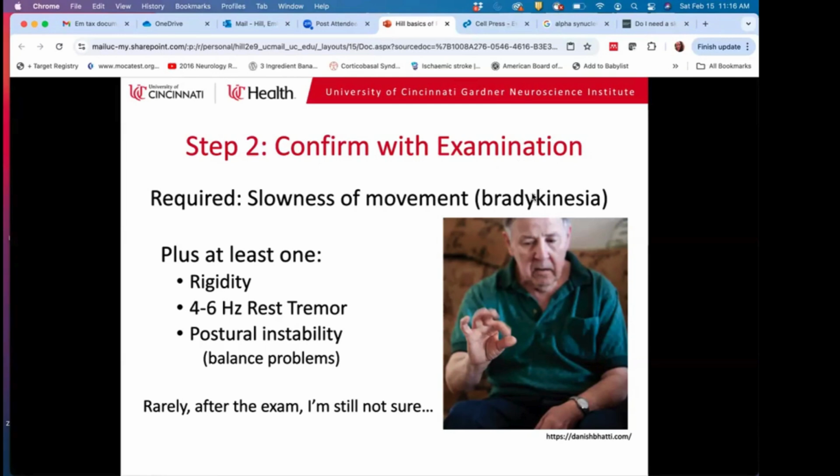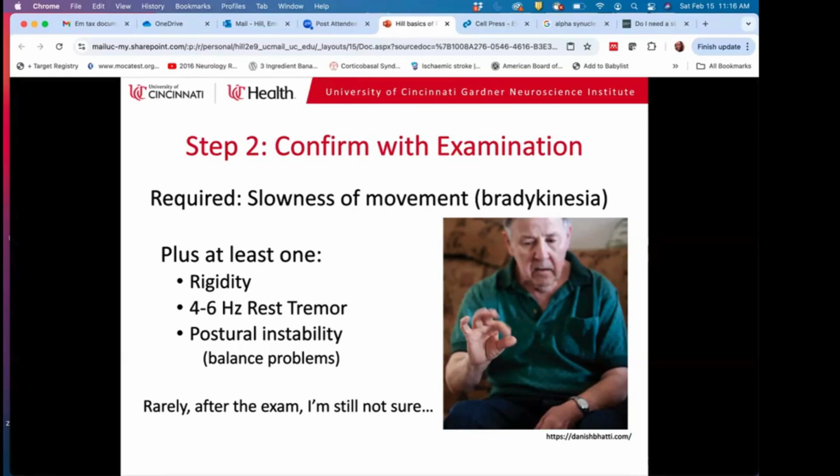And it really is the amplitude, or the size, gets smaller the more you do it. So usually people notice this in their handwriting. A lot of times that's one of the first symptoms. The handwriting starts out okay, and then the more they write, the teenier and teenier it gets, right? So that's bradykinesia. If you have that, then you need at least one other finding to meet criteria.